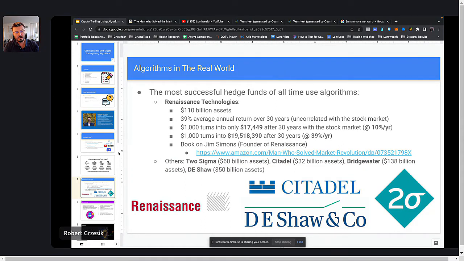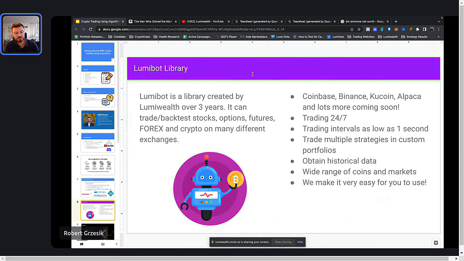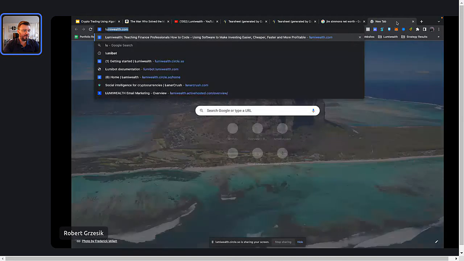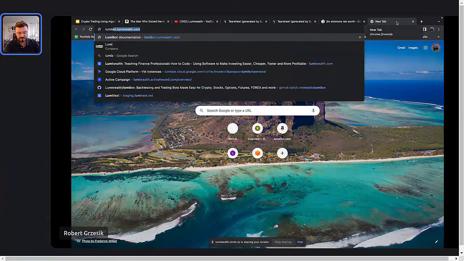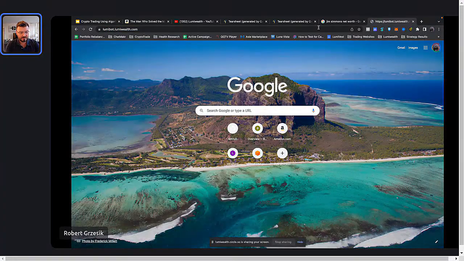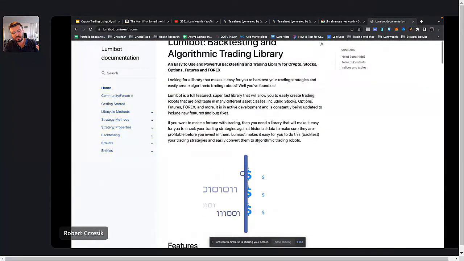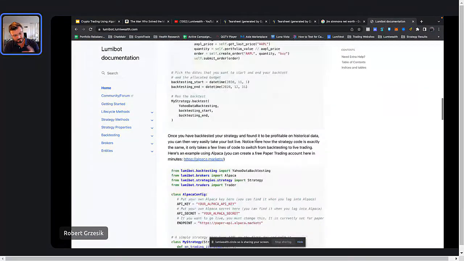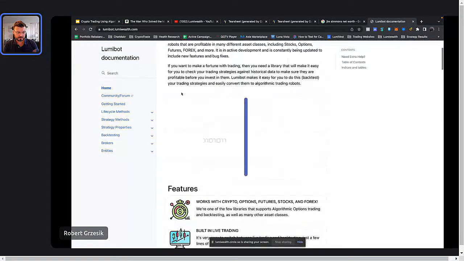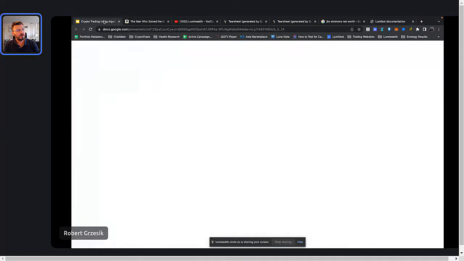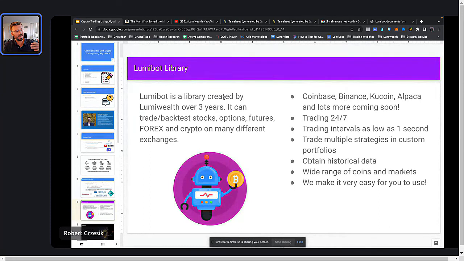Right? So let me tell you a little bit about our technology. We created a library. This way, if you guys want to look us up, this is for those of you that know how to code, you can look up our library, Lumiwealth. Here's our library that we created. You can learn a little bit about what it does and all that. But basically, we've created a Python library that makes it a lot easier for you to create your own algorithms and to backtest your algorithms.